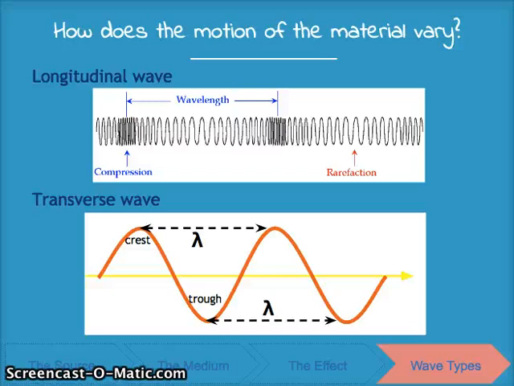If we did want to visualize what the wavelength of a longitudinal wave would be, it would be something like this. You'd find a section of high compression, and then the next section of high compression, and the distance between them would be the wavelength. Whereas with a transverse wave, it's best to just pick a high point to a high point or a low point to a low point. And that's a great measurement of the wavelength.